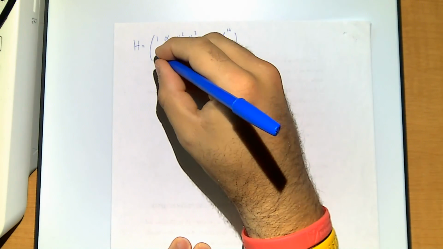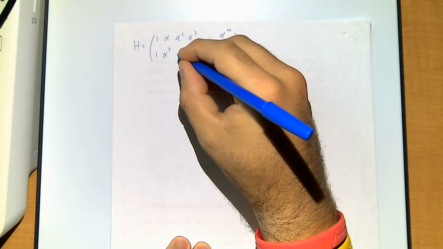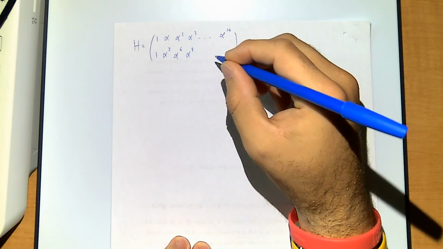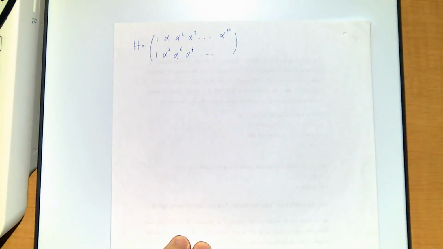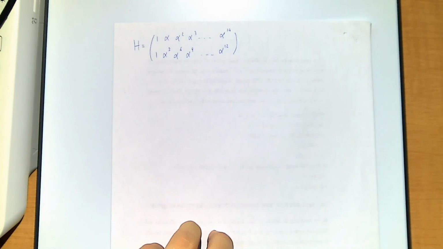And then the second row we said is the cube. So it's 1 cubed, then alpha cubed, and then alpha squared cubed, which is alpha 6, and then alpha 9, all the way up to alpha to the 14 cubed, that is alpha to the 12. Remember, you always have to reduce modulo. So that's going to be my parity check matrix.